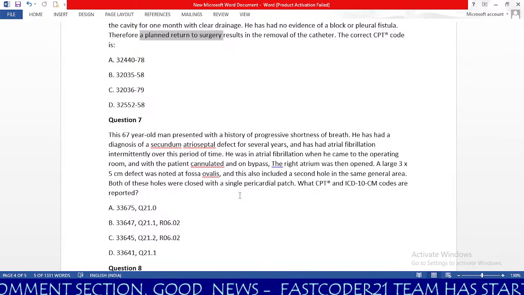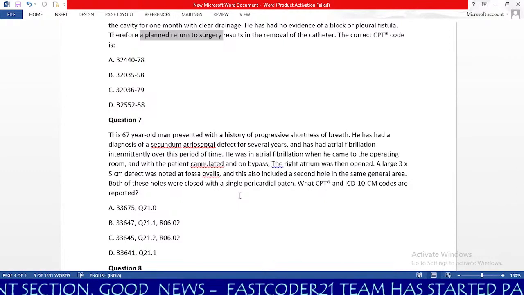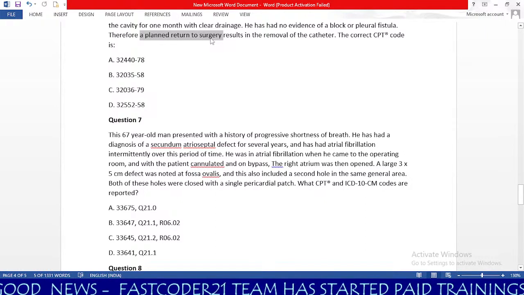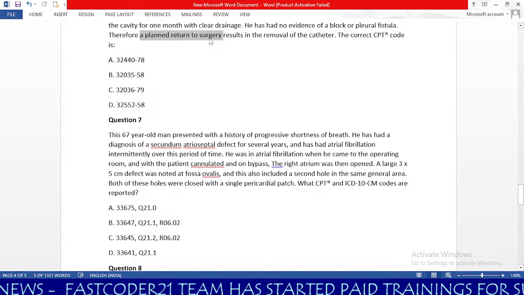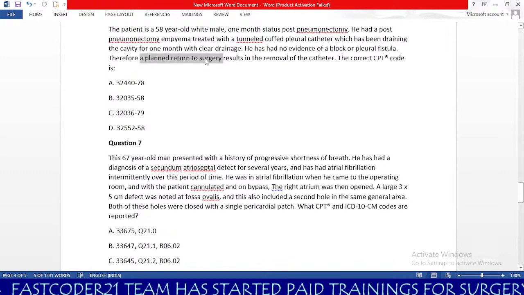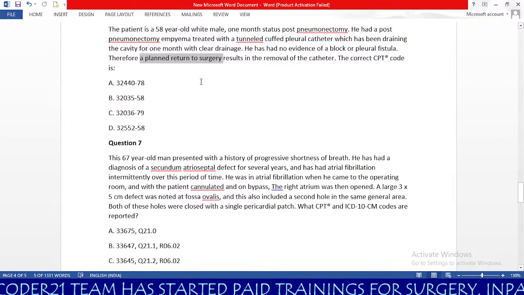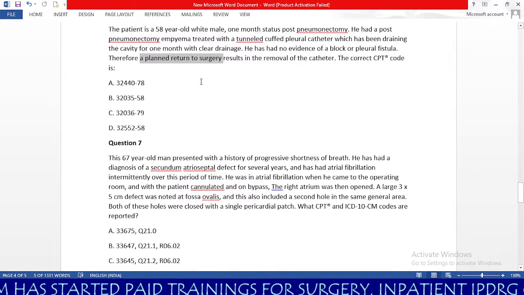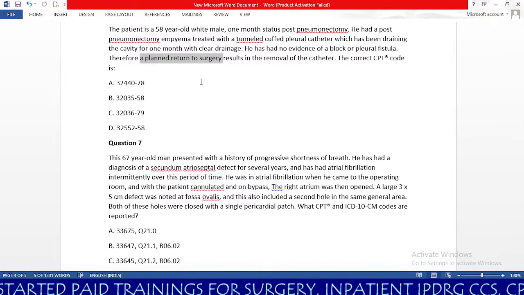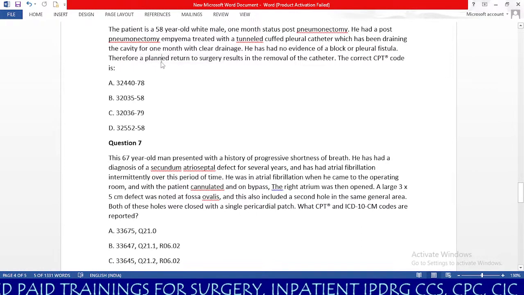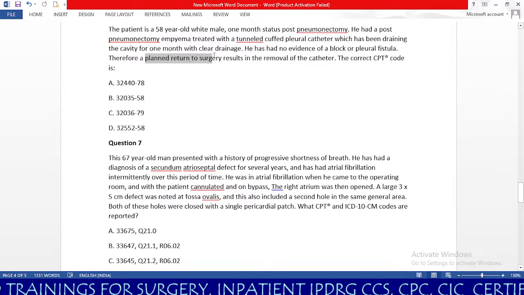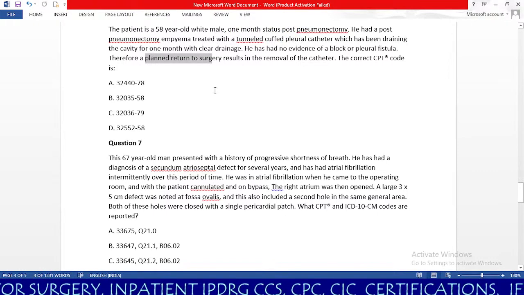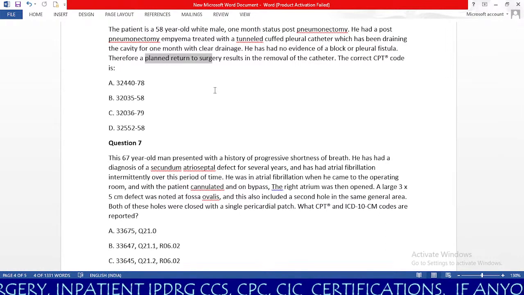Yeah, 78 is for an unplanned procedure, but here it is a planned procedure, Sarika. See here, a planned return to surgery means it is a staged procedure. In one stage the physician planned to perform the pleural catheter insertion. In the second stage, the physician planned to remove the pleural catheter. So that's why it is a staged procedure. The physician himself mentioned it is planned. So that's why 58 is the correct answer. D is the correct answer. Yeah, correct, Pragati and Anita.